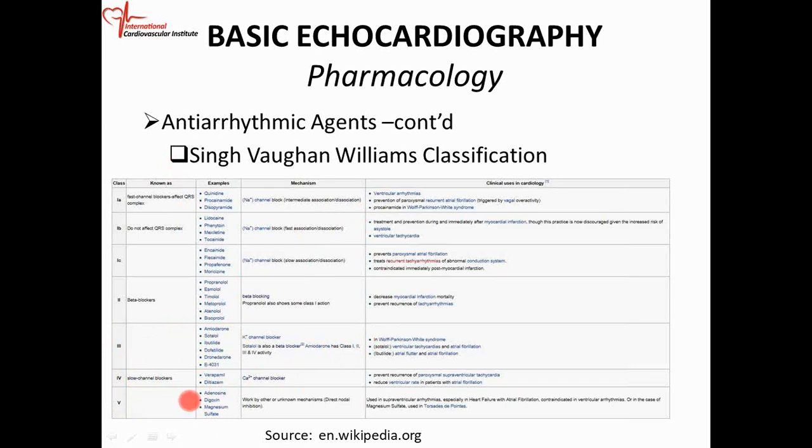Digoxin, we can use digoxin in patients with atrial flutter, atrial fibrillation, just to slow the ventricular response. That's all it does. And then magnesium sulfate in patients who have torsades de pointes. So torsades de pointes is a multiform ventricular tachycardia. You can give an injection of magnesium sulfate, and that will convert these patients back to normal.